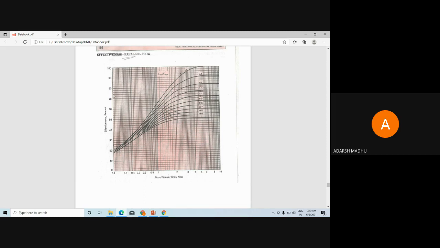Effectiveness 0.705. The effectiveness value is 0.705, which is given in percentage here. So 0.705 means 70.5%. So we can find it here. When we say 70.5, it comes here.